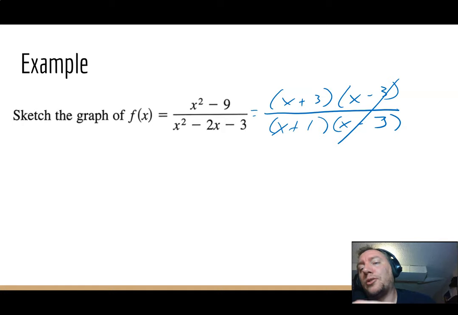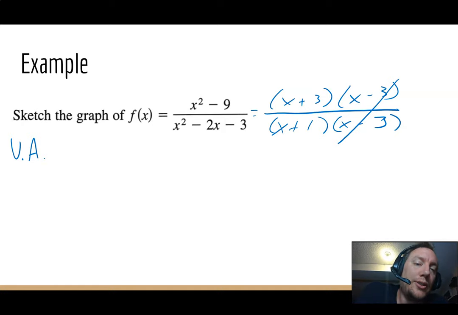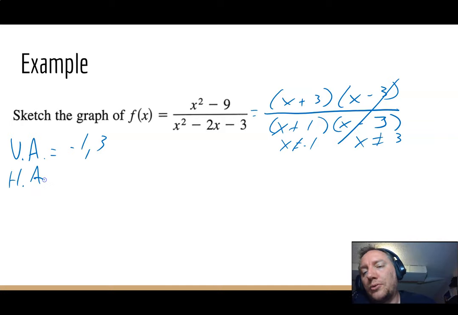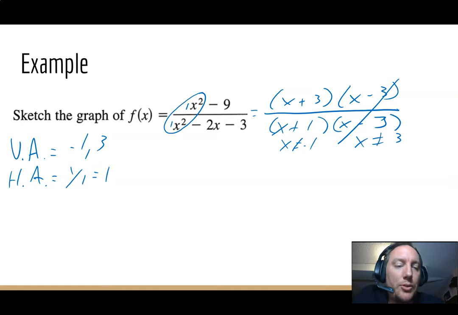Let's do our asymptotes. The vertical asymptote is what makes the bottom equal 0. Before I canceled, I cannot have a negative 1, so that's my excluded value, or a 3. So my vertical asymptotes are negative 1 and 3. Horizontal asymptotes: look at the leading coefficients. Both of them are degree 2. They both have a 1 in front, so it's 1 over 1, which is a horizontal asymptote of 1.